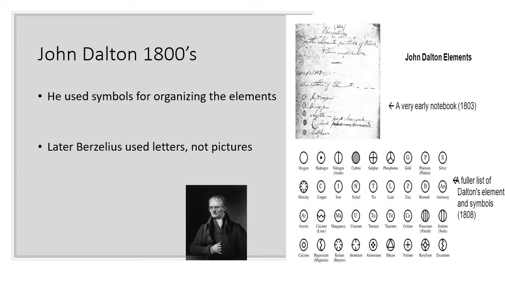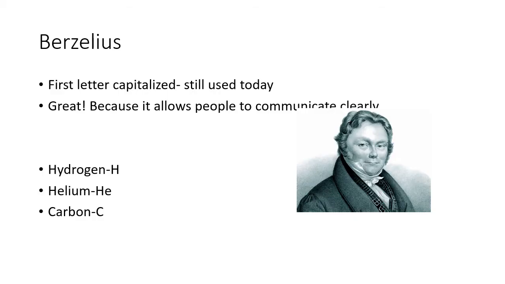So one of the first scientists that tried to organize the elements meaningfully was John Dalton, and he used symbols to organize the elements. So that's what he did. A later contributor, Berzelius, decided that a better way to organize the elements was to use letters instead of symbols, and that's very good because it allowed people to communicate clearly without any problems.